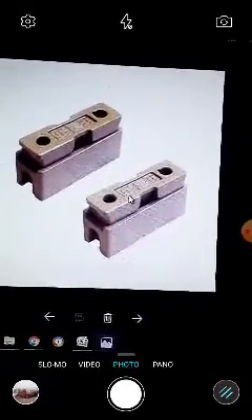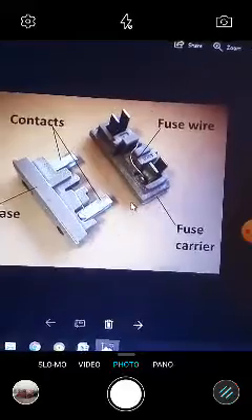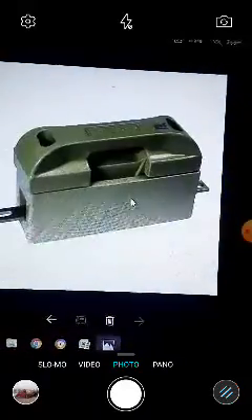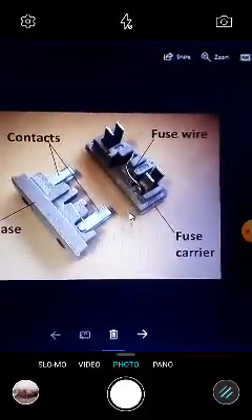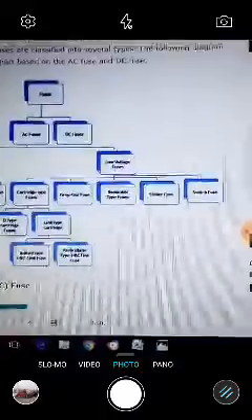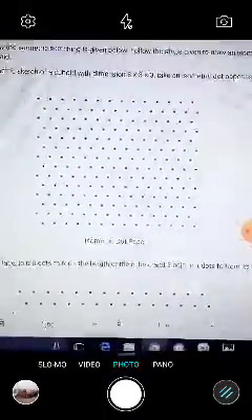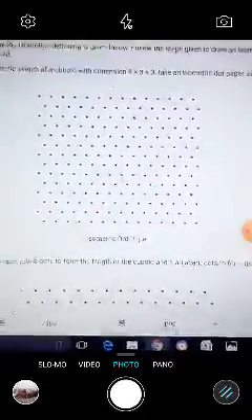So generally, how will we be in a position to draw an isometric view picture of a rewirable fuse? Let's look at that. There are certain rules for isometric drawing. This is isometric graph paper, which I have taken for your understanding purpose.